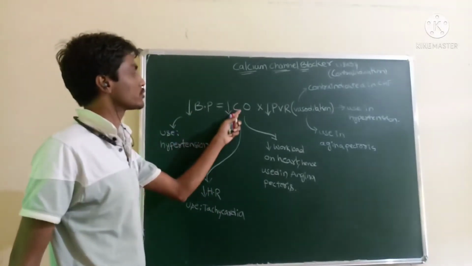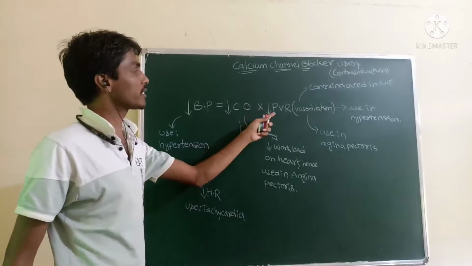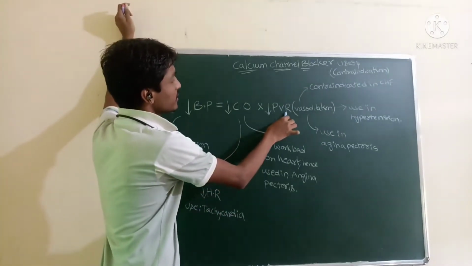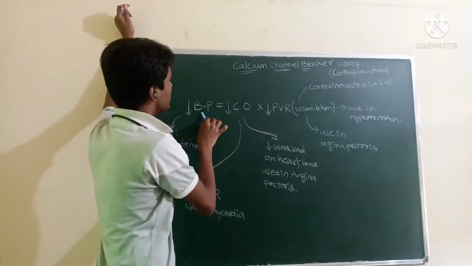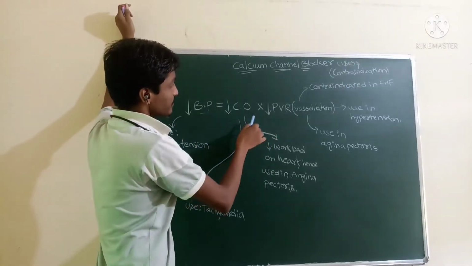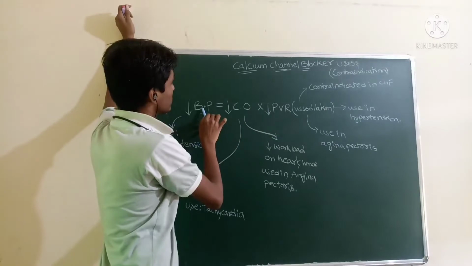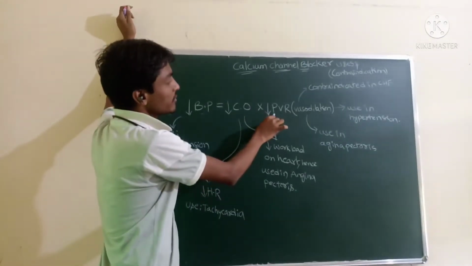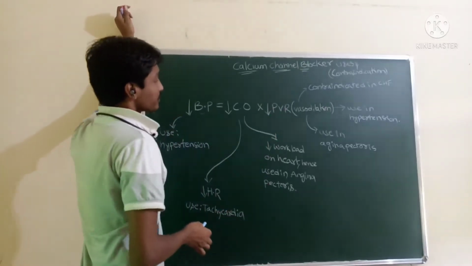Blood pressure is equal to cardiac output into peripheral vascular resistance. This formula we can call blood pressure. See, blood pressure is directly proportional to the cardiac output and peripheral vascular resistance.